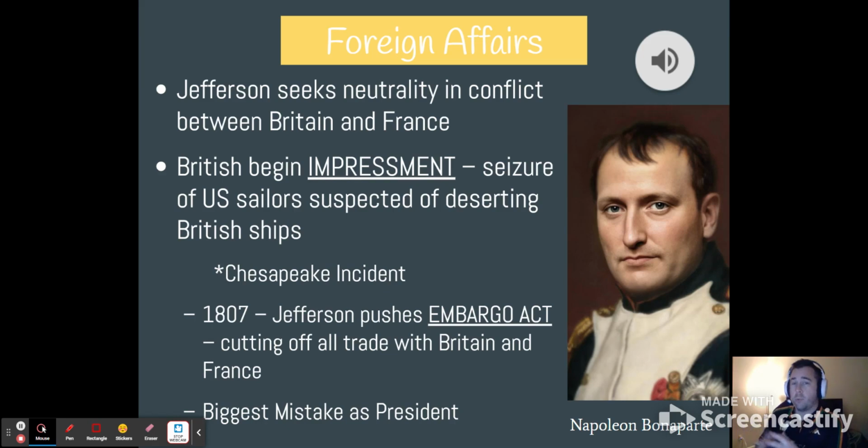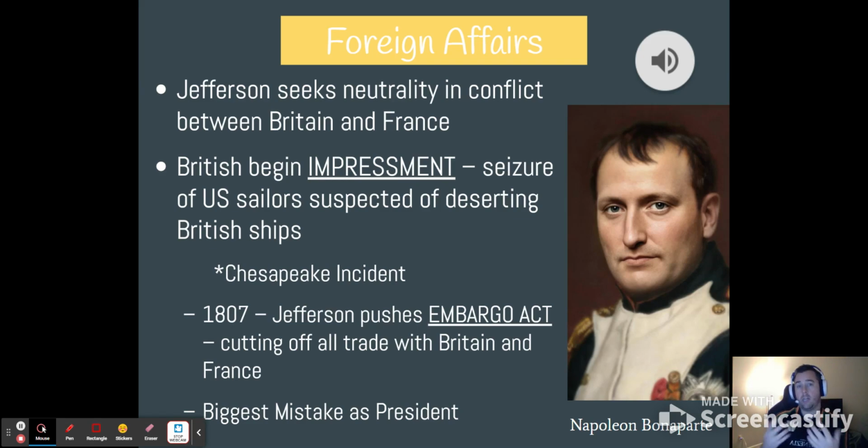So the British don't like that we're going to do this stuff with France. We're giving them money, and so they start impressing our soldiers. Not impressing with cool tricks and magic, but impressment, which is taking those U.S. sailors off of British or off of ships and forcing them to work for the British government. This leads to an event called the Chesapeake Incident, and Jefferson's response to this is to just say, "I'm not going to trade anymore with France and I'm not going to trade anymore with Britain." And so he issues something called the Embargo Act.